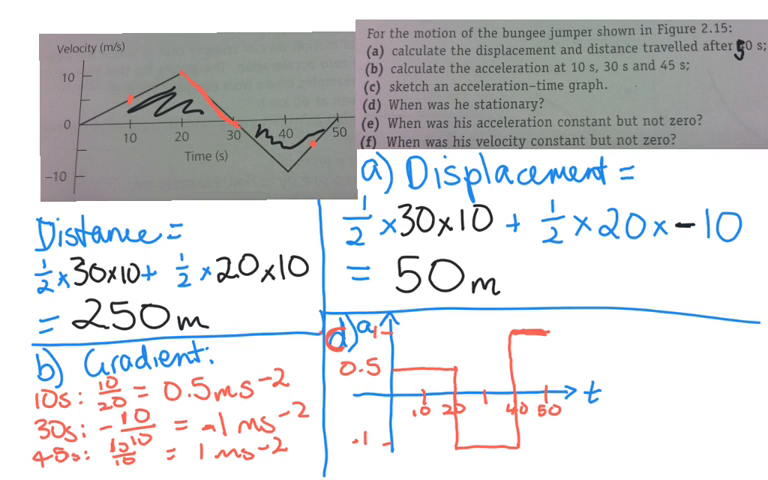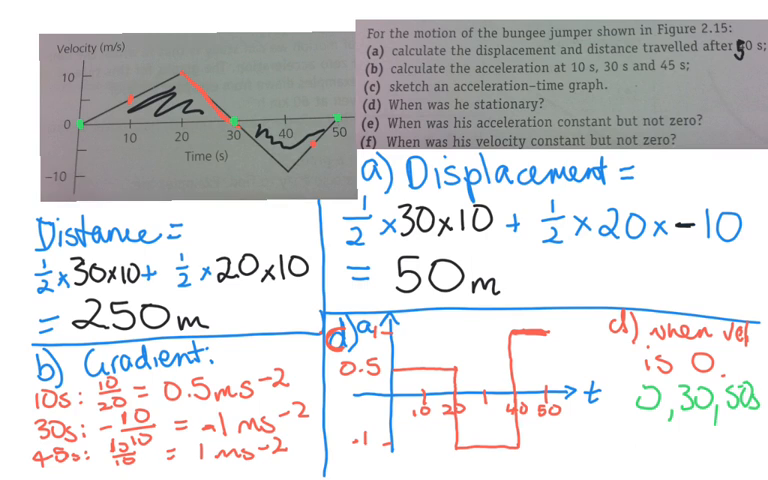Part D: when was he stationary? Well, he's stationary whenever the velocity is 0. So at 0 seconds, and that would be before he jumps. Again at 30 seconds, and again at 50 seconds. So you'd need to list them: 0, 30, 50 seconds.